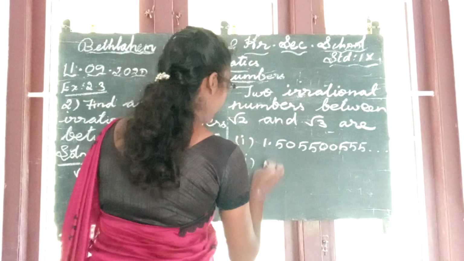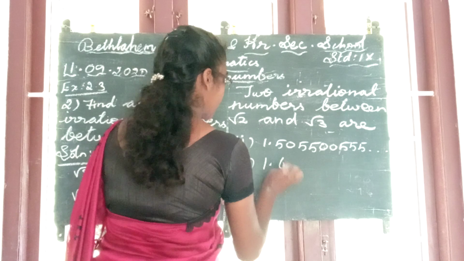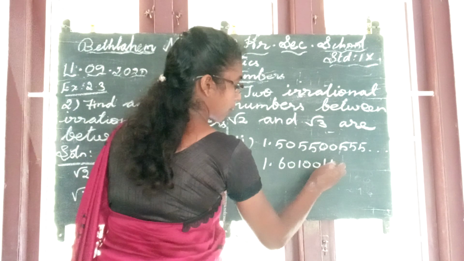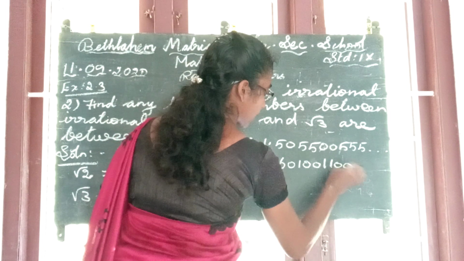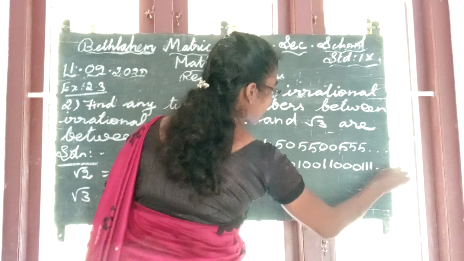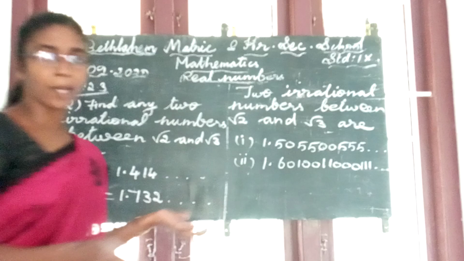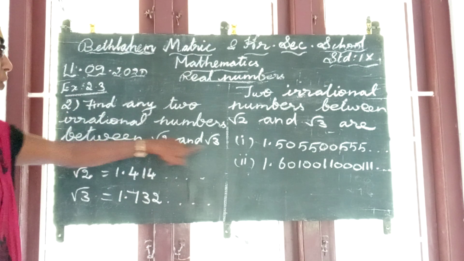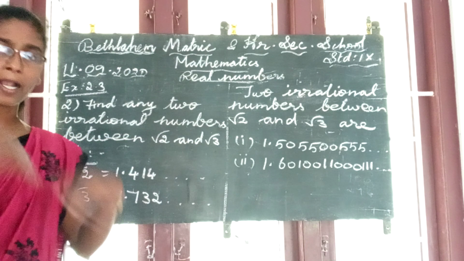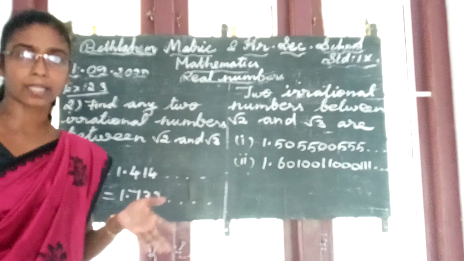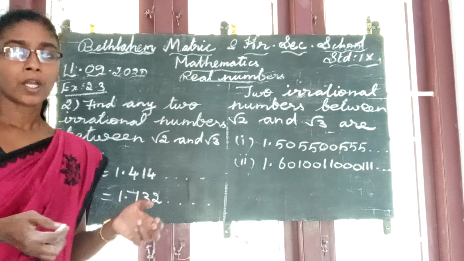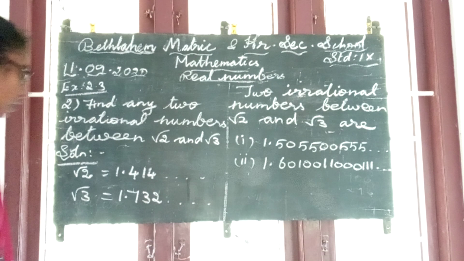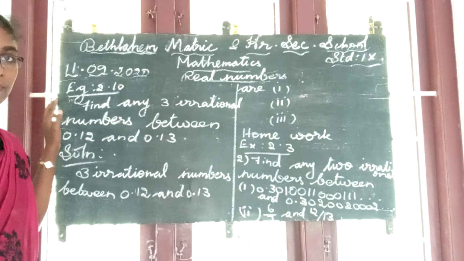Next, one more number, say 1.601001111000111 etc. You can write other numbers also. Have you understood that? Between these two irrational numbers, infinitely many irrational numbers are there. You can write any two. Okay, have you understood that? Okay, next we can go for the next problem.